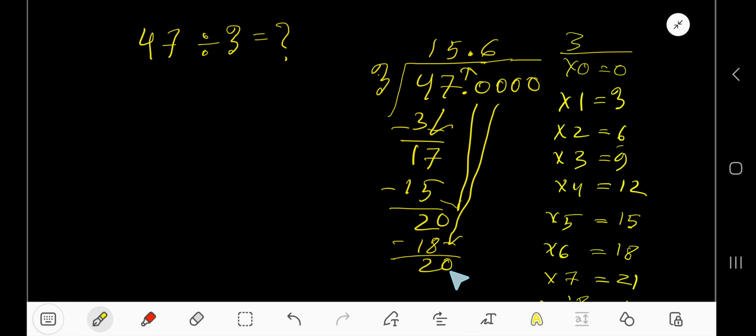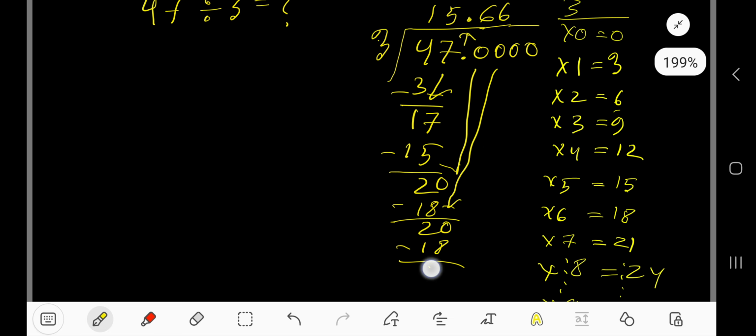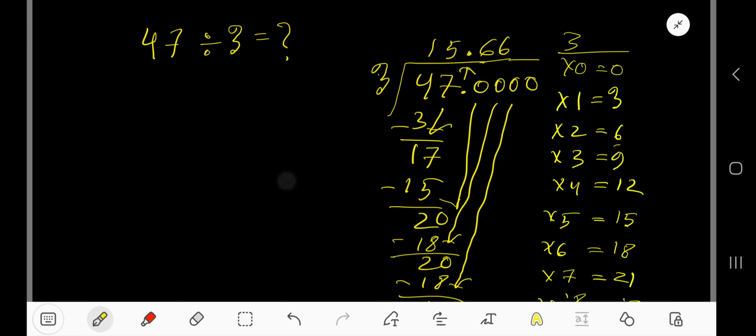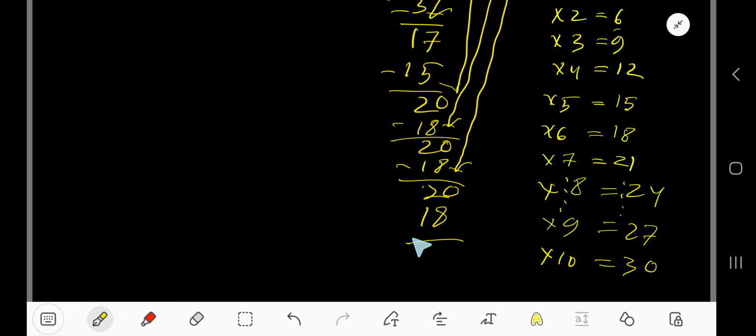6 times 3 is 18, subtract, you get 2. Bring down another 0. 3 goes into 20 how many times? Again 6 times. 6 times 3 is 18. Now subtract, you are getting 2, bring down another 0. 3 goes into 20 again 6 times. 6 times 3 is 18, subtract, 2.